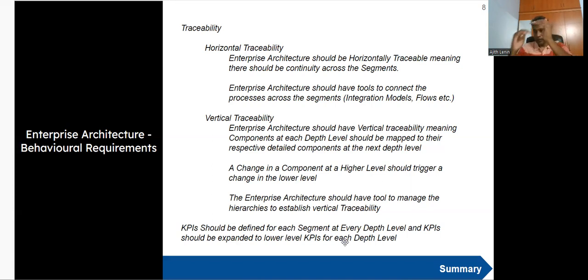A KPI defined at a particular depth level should be detailed further down. We have to break it down into more detailed KPIs when we go into the next level.